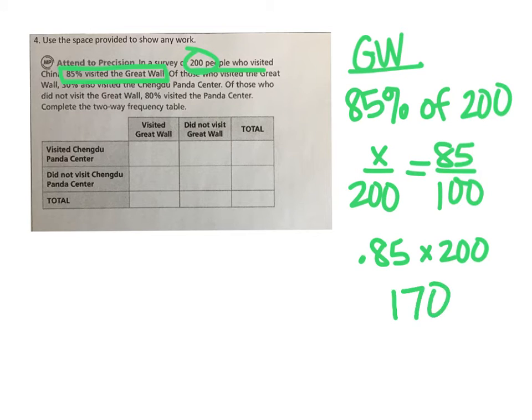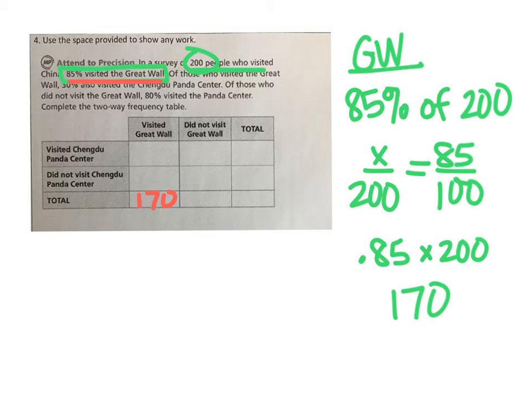Now let's think about what that 170 actually means and where we're going to put that in this chart. That is the number of people who visited the Great Wall. So on this chart, here's the thing that says visited the Great Wall. I don't know anything about the Panda Center with them yet. So all I know is the total number of people that visited the Great Wall is 170. I'm going to come down to the chart and fill in 170 right in that box.